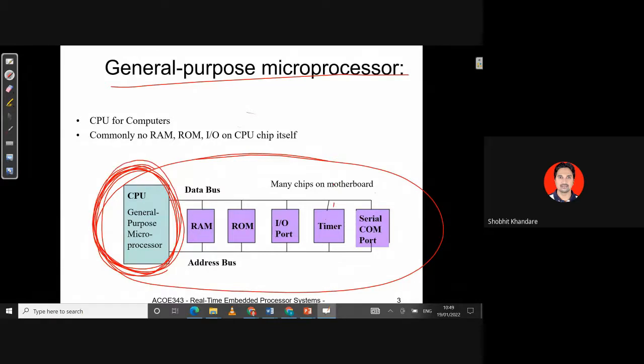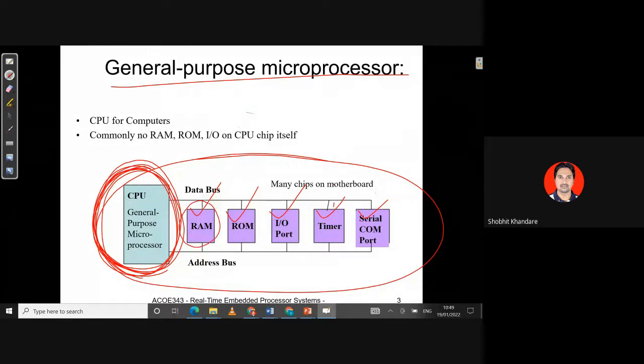So can you just imagine that your CPU or microprocessor will not work alone. It has to take the help of RAM. It has to take the help of ROM. It has to take the help of IO ports. It has to take the help of timer, and it has to take the help of serial communication port.